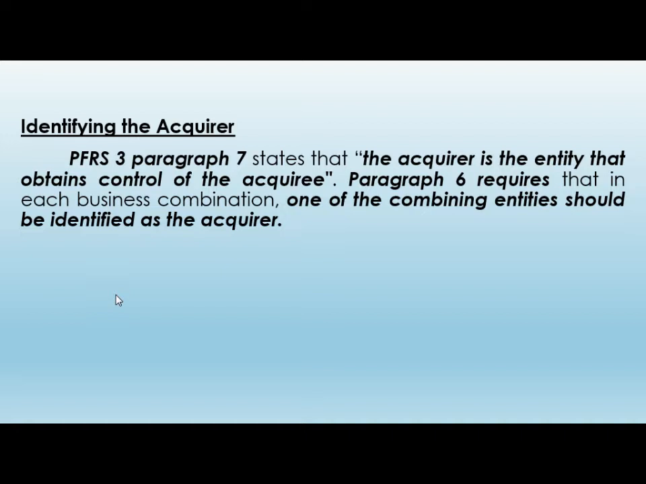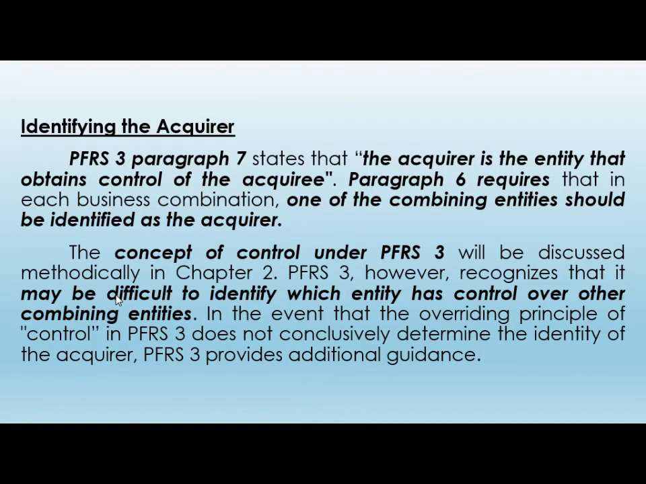Okay, so let's continue. Under PFRS 3 paragraph 7 states that the acquirer is the entity that obtains control of the acquiree. Under paragraph 6 naman, requires that in each business combination, one of the combining entities should be identified as the acquirer. So this is our first step.